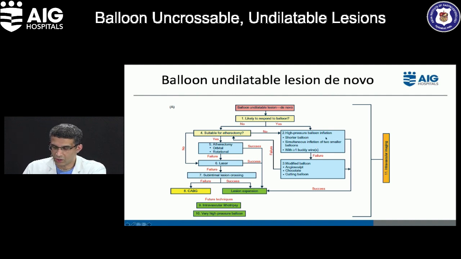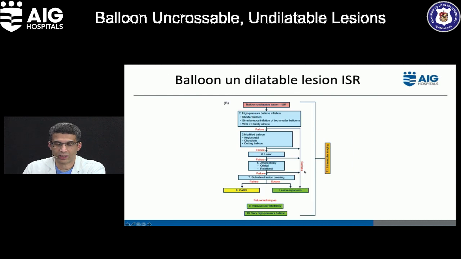So how do we go about it if we are going ahead with the balloon first? You can use a shorter balloon, simultaneous inflation, more than one buddy wire, and of course some special balloons like angiosculp, chocolate balloon, cutting balloon.